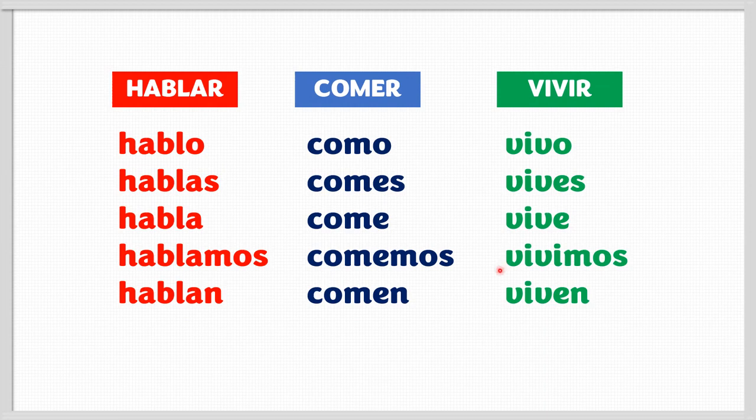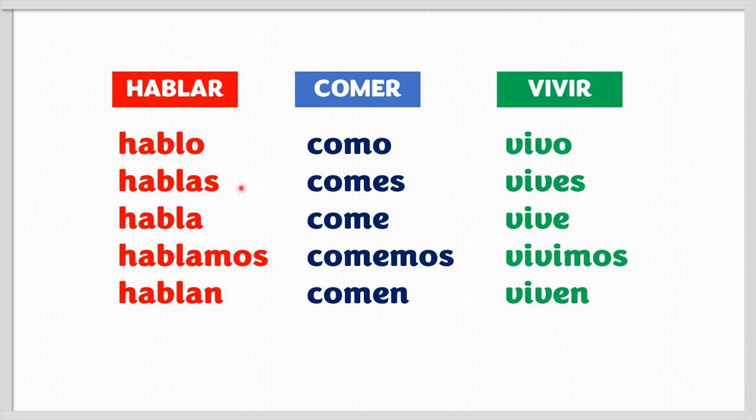So here we can see an overview. As you can see, here and here, it keeps the vowel in all the conjugations, but with ir you have to be careful because it changes the vowel to e. And then in we, all the verbs keep normal.